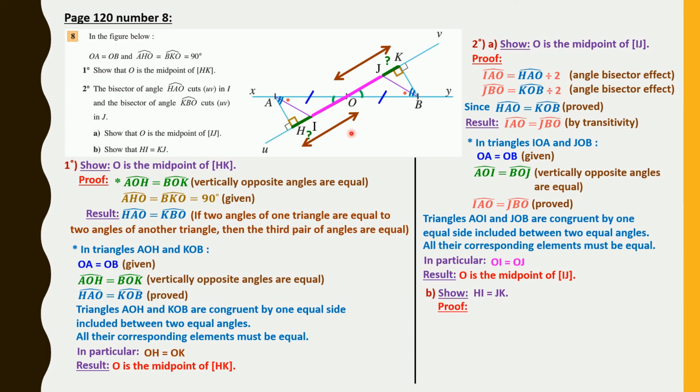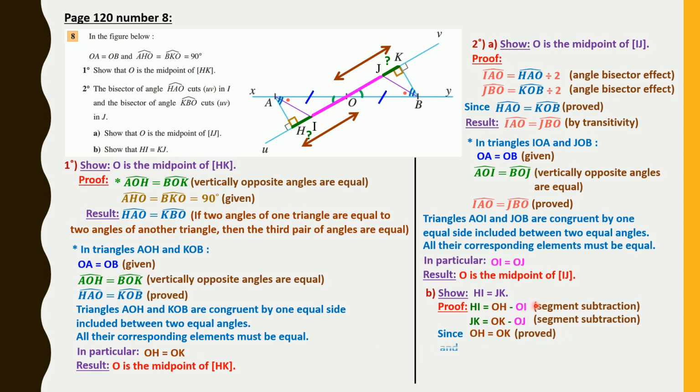So proof. HI is equal to OH minus OI, segment subtraction. JK is equal to OK minus OJ, segment subtraction. Since OH equals OK, it's already proved, or we can say also they represent two corresponding elements of the two triangles AOH and OKB that we already proved are congruent. Also, we can write it as a reason, or since we proved it already, we can write proved.